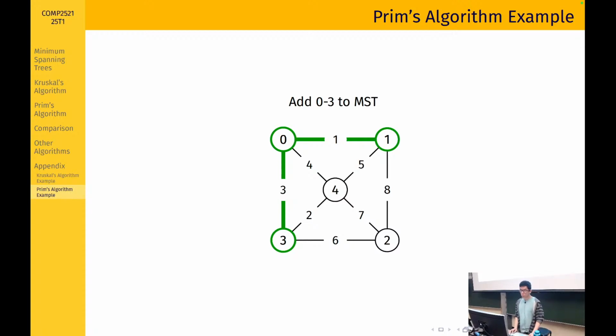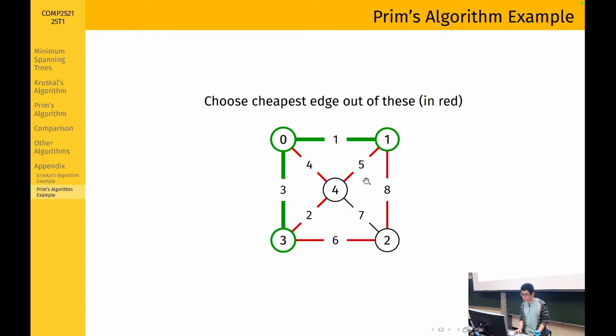What edge are we going to add next? Yep, 3, 4. In the next iteration, we consider these edges, and the cheapest edge out of those is 3, 4. So we add it. And finally, we consider these three edges, and the cheapest edge out of those is 3, 2. And now we're done.